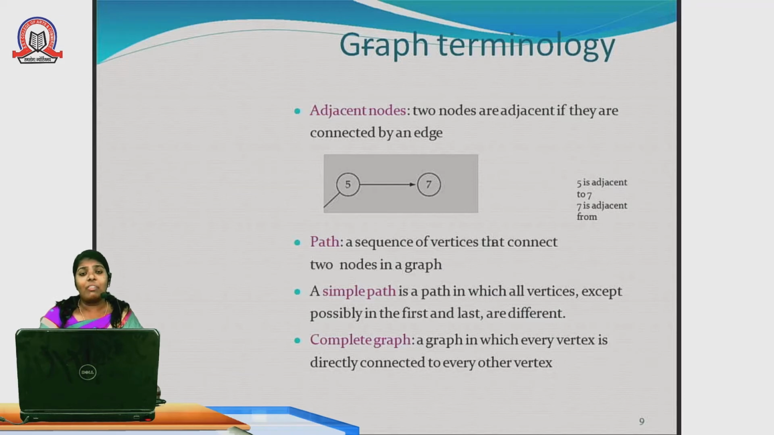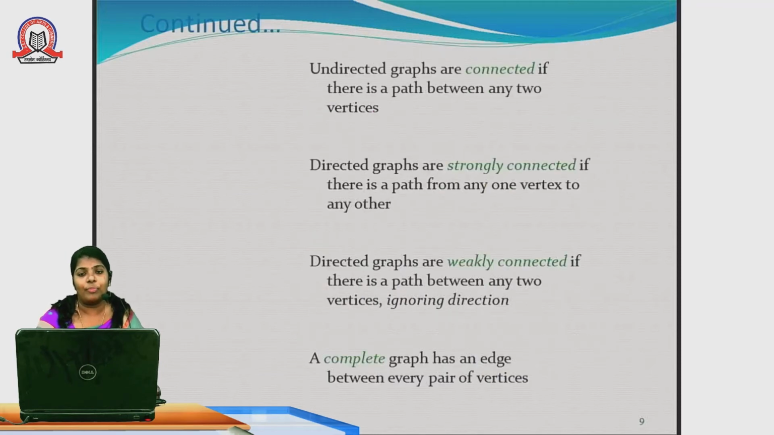In a path we have a difference, that is a simple path. A simple path is a path in which all the vertices, except possibly the first and last, are different. Then we have a different type, that is a complete graph. A complete graph is a graph in which each and every vertex is directly connected to every other vertex. That is called a complete graph.